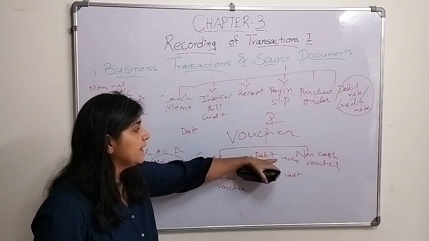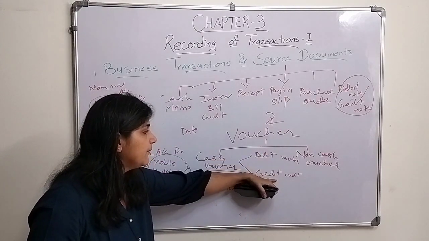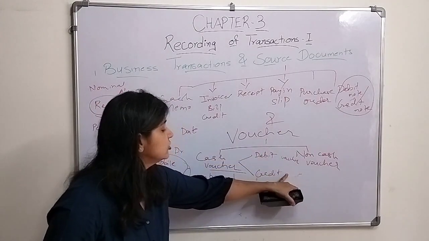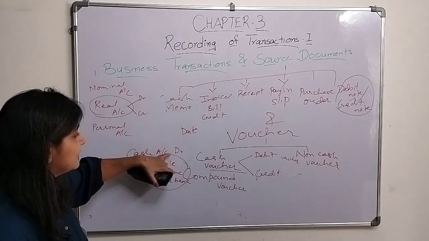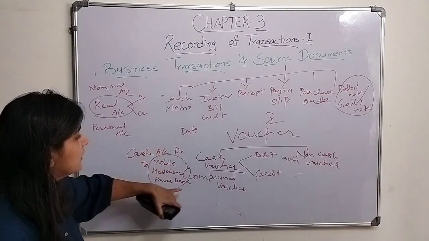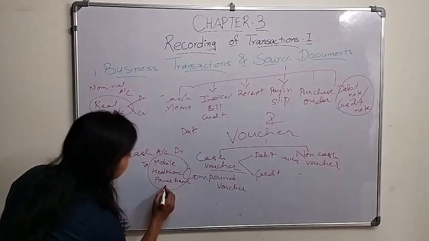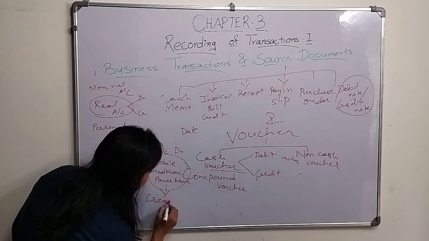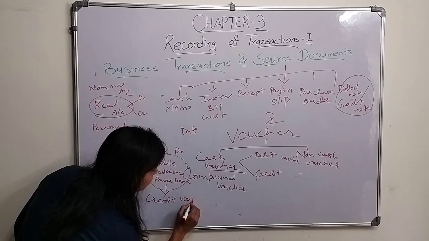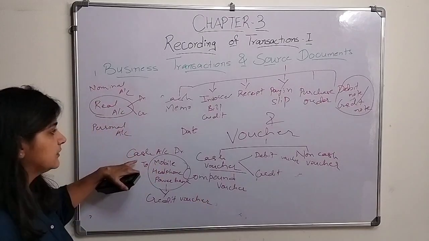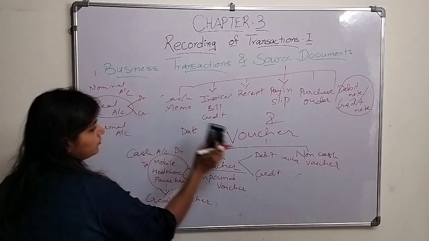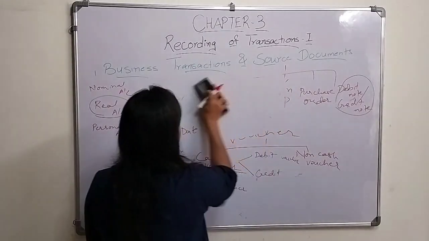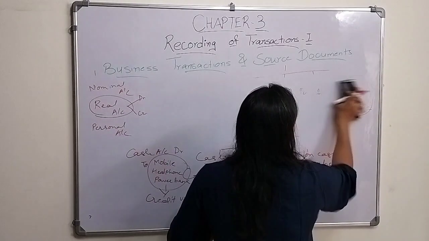Now when do we prepare a debit voucher, and when do we prepare a credit voucher? When multiple transactions are happening, when the cash account is debited and there are so many accounts which are being credited, we will prepare a credit voucher. Okay, cash comes in, a single account is debited. How to prepare debit voucher and credit voucher?